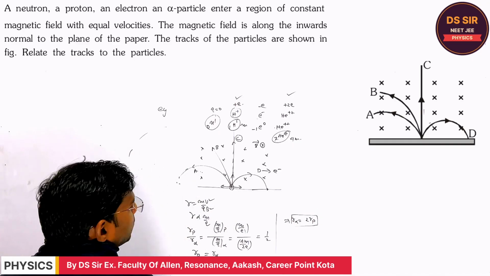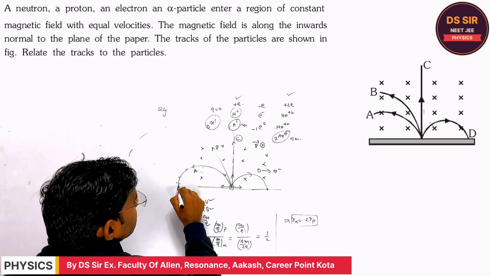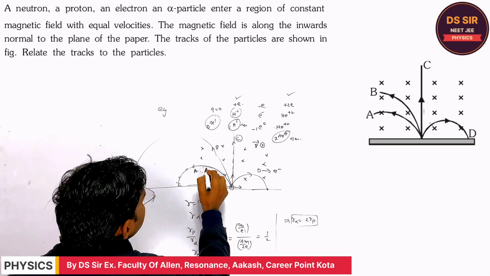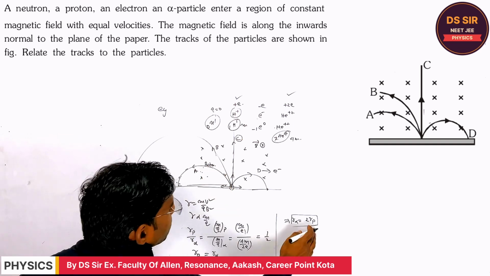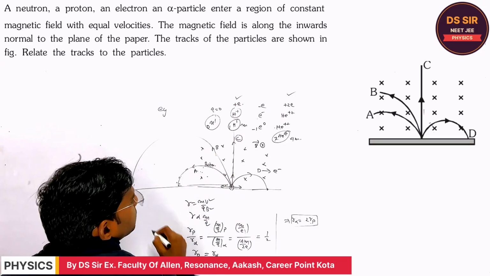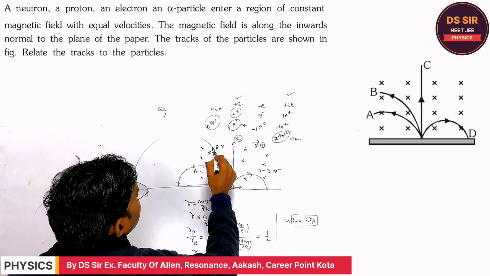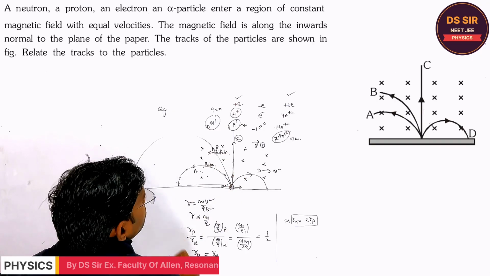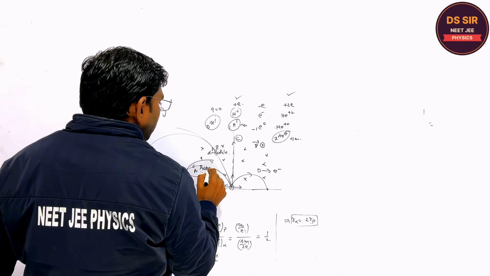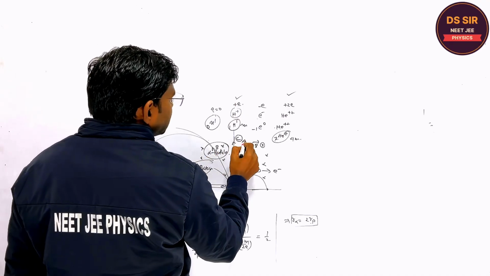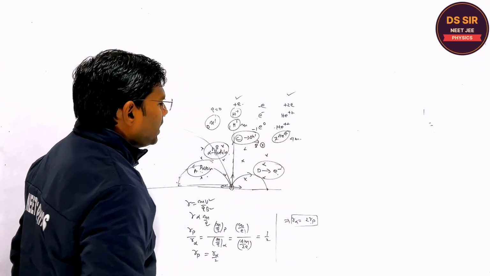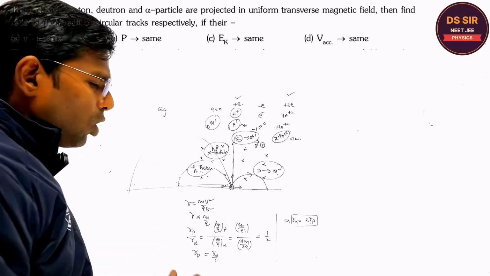So the alpha particle radius is 2 times the radius of the proton. This is the small radius, and this radius is just double. So this is the proton, because if the proton radius is r, the alpha particle radius is 2r. Are you getting it? Yes. So in this way, the A particle is the proton, the B particle is the alpha particle, the C particle is the neutron, and the D particle is the electron. You understand? Yes. Copy this.